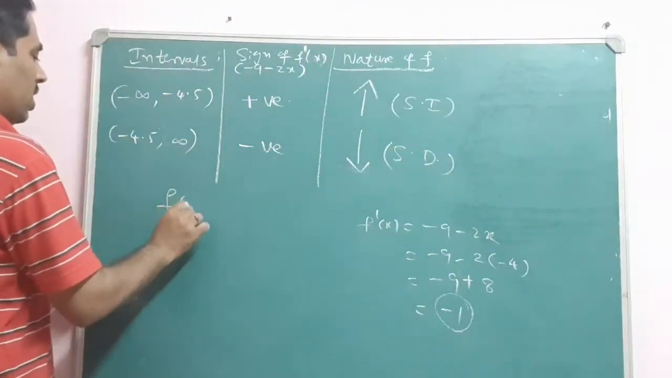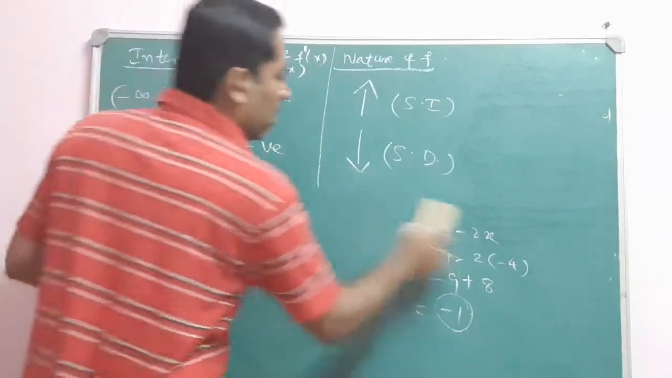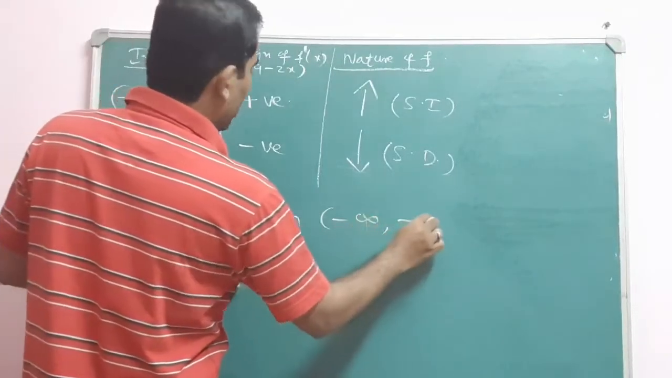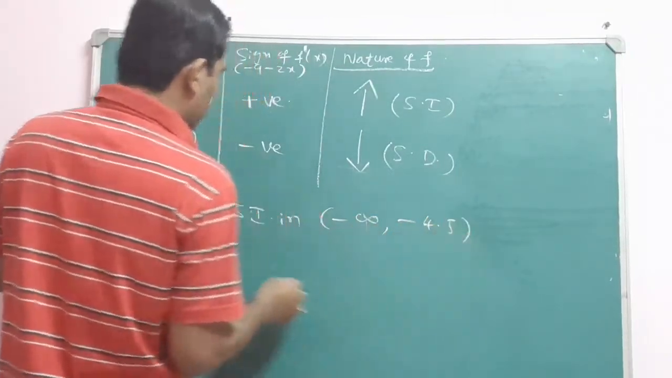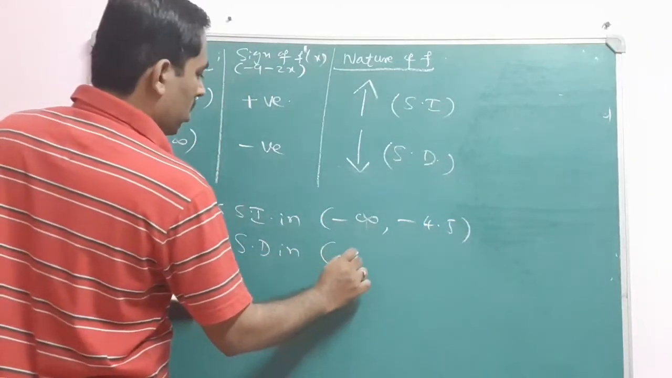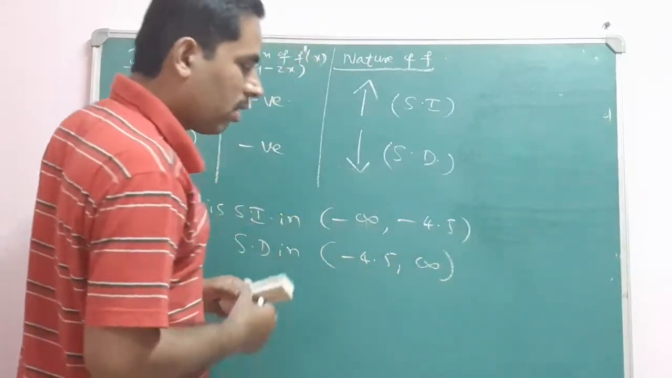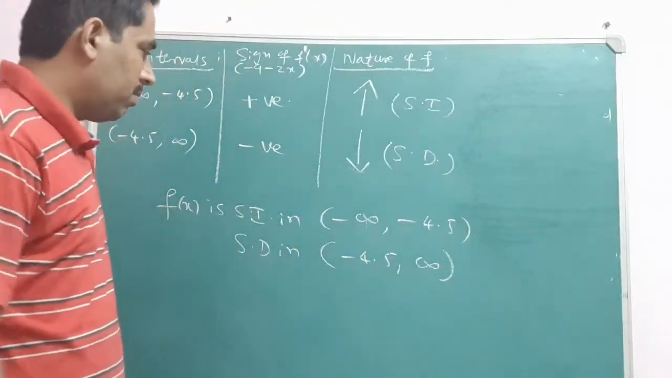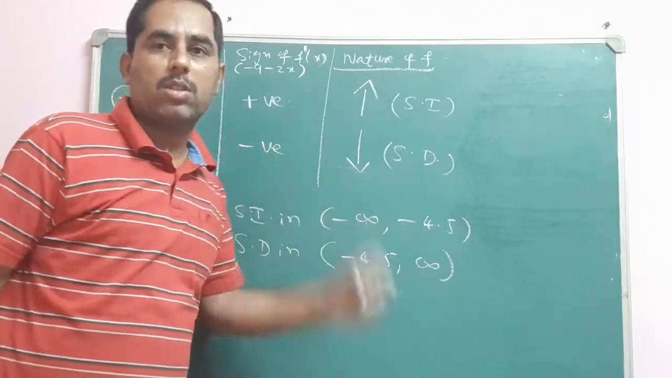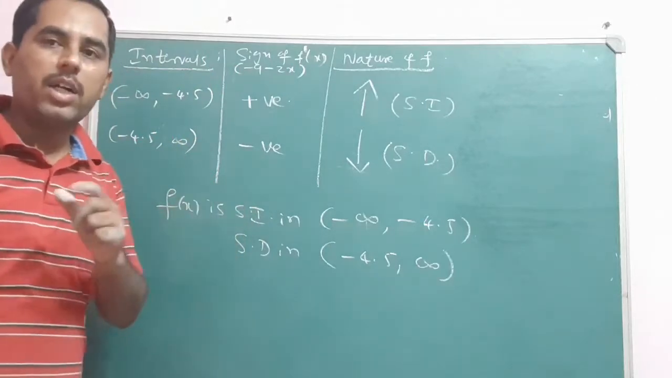So the given function is strictly increasing in the interval minus infinity to minus 4.5, and it is strictly decreasing in the interval minus 4.5 to infinity. In this interval it is increasing, and in this interval it is decreasing. So in this way we can decide whether the given function is increasing or decreasing.